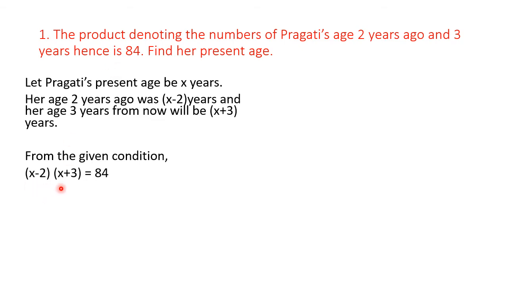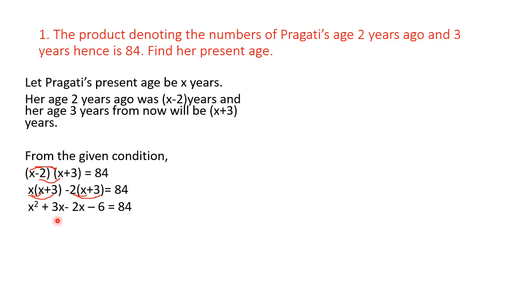So we open x minus 2 with x plus 3. So what do we do here? We multiply this x with this entire bracket. We also multiply this minus 2 with this entire bracket. And then we're going to individually open it. x into x is x square, x into 3 will be 3x. Minus 2 into x will be minus 2x, and minus 2 into 3 will be 6. Plus into minus will be minus, is equal to 84.